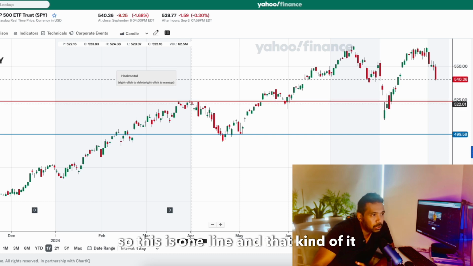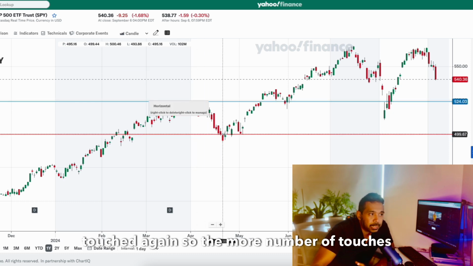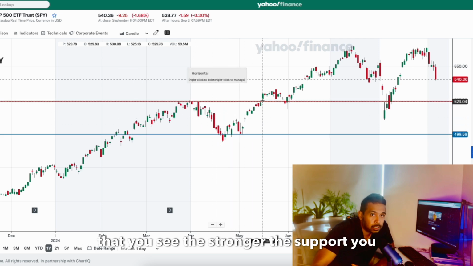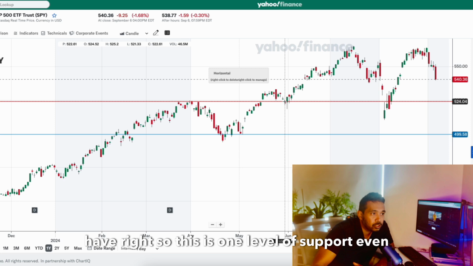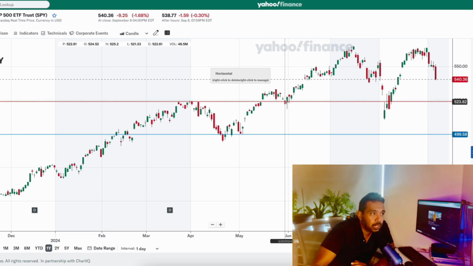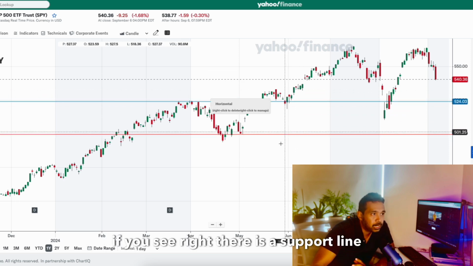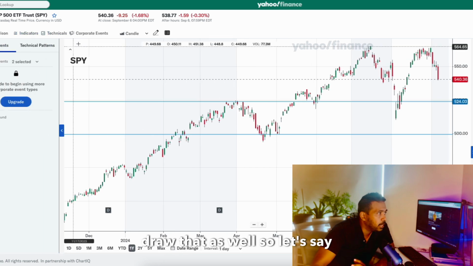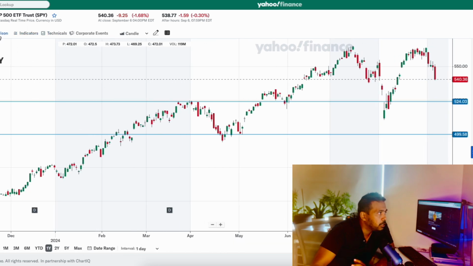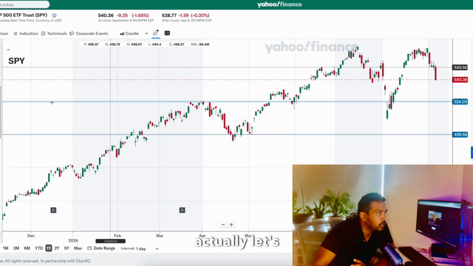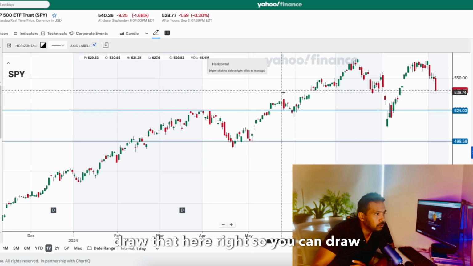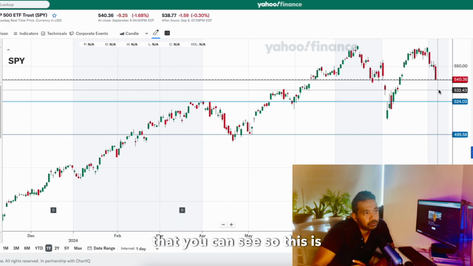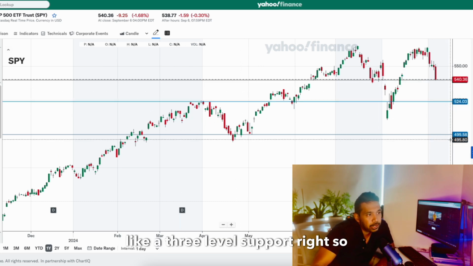So this is one line, and it touched again. The more touches you see, the stronger the support you have, right? So this is one level of support. Even for a short term, if you see, there is a support line here, so you can draw that as well. Let's draw that here. You can quickly see that's also a line. So this is like a 3-level support, right?